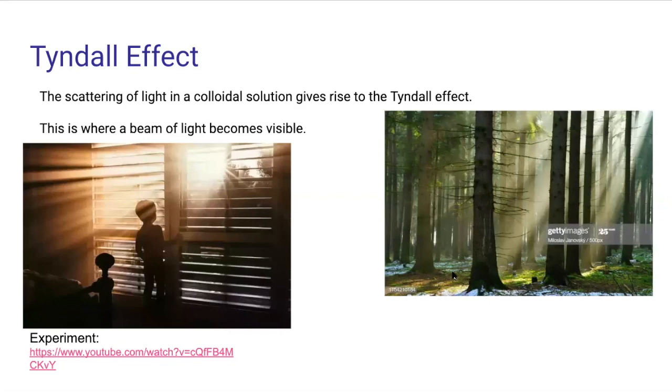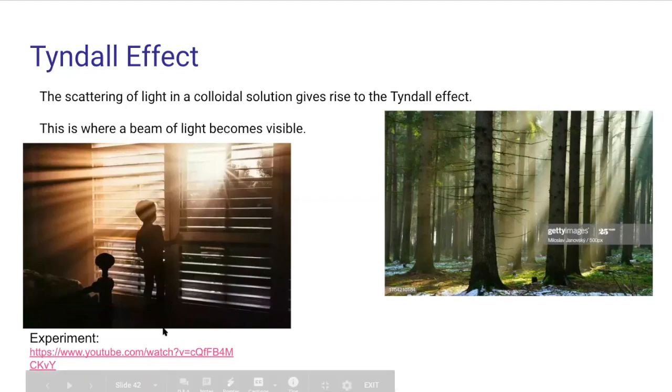You might have noticed this through the window. If the light is coming, you can see the beam. Usually you cannot see light, but if dust particles are present, then you can see the beam of light. This is because the dust particles are very small. They are almost equal to the wavelength of light. So that's why the beam of light becomes visible. This effect is called the Tyndall effect.